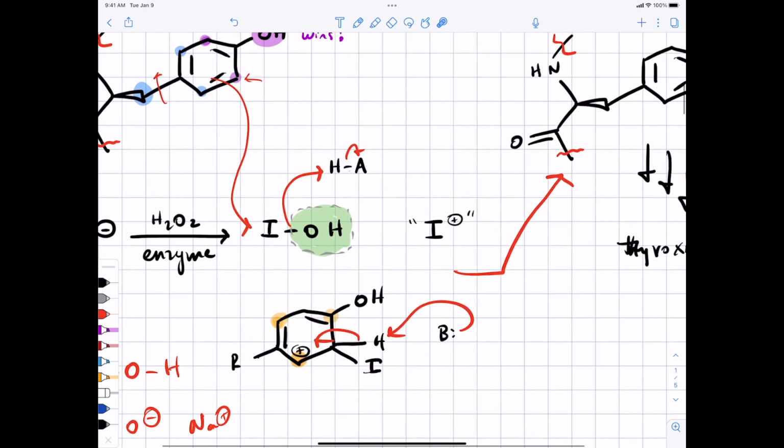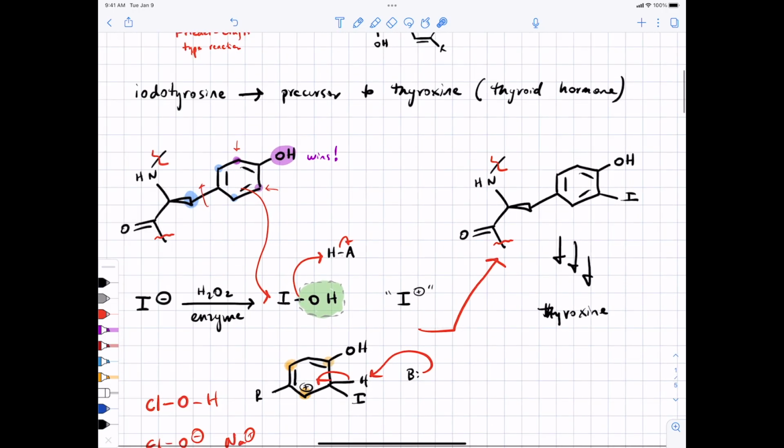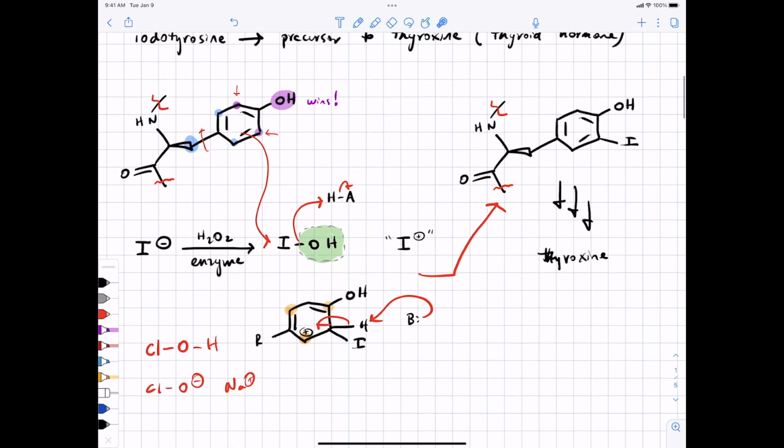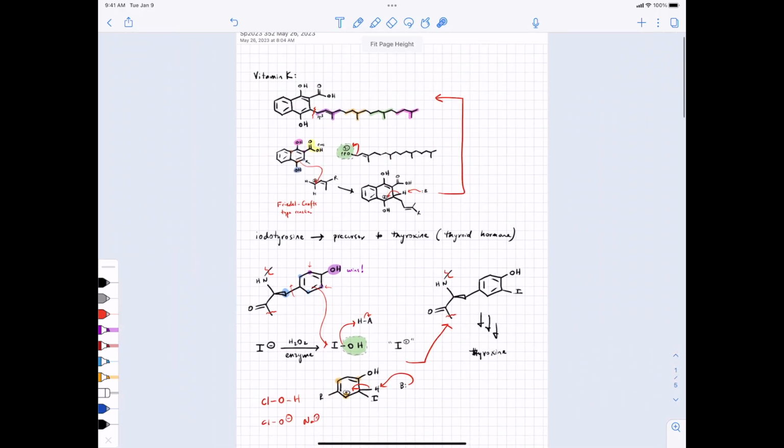The nucleophile attacks to make a new carbon iodide bond. Then you get this intermediate where a base restores aromaticity, and then finally you get this precursor to the thyroid hormone. And there's more steps downstream, but this is the one that installs a key carbon iodide bond. Right. So just a couple of examples.